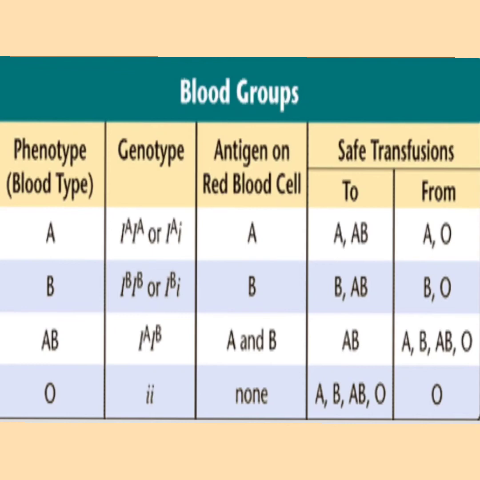The antigen that is present on the surface of the red cell is B. It can give blood to B type and AB type, and it can receive blood from B group and O group.